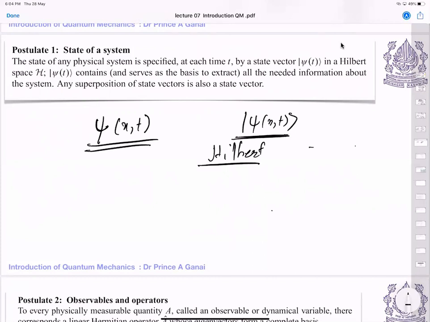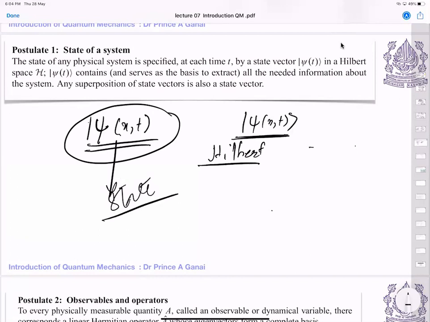So we say that the wave function completely contains all the information about the system, and it is represented as a ket vector, as a state vector. So it's a state vector in a mathematical space that's called Hilbert space. Most of the mathematical formalism of quantum mechanics happens within what's called Hilbert space, right?